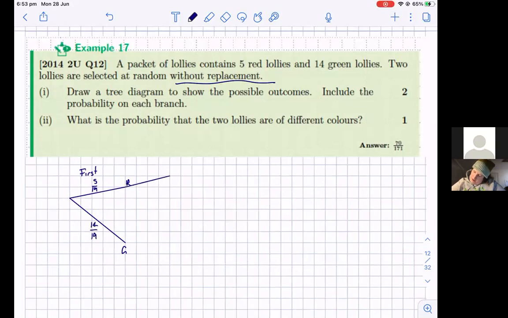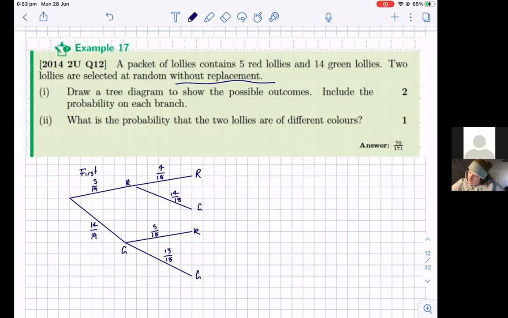Okay, and then again, we could get red. This time we've got 4 out of 18. Or we could have gotten green. This time we've got 14 out of the 18. Green first, we could get red. We've still got 5, but we've only got 18. Green, we could get green again. This time we've got 13 out of the 18. So the probability of this branch, oh no, that's done.